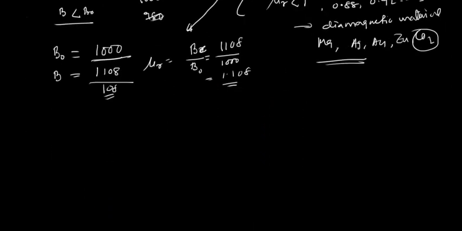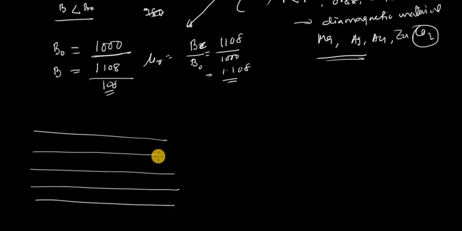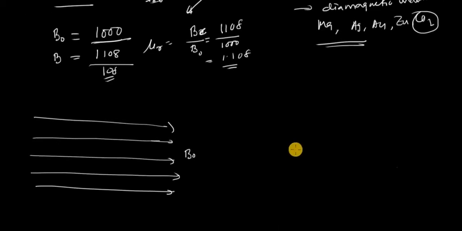Let's draw this concept. Suppose this is your original magnetic field, where the lines of force per unit area is B0. Now suppose a paramagnetic spherical sample is placed in this region. Then you see what will happen.